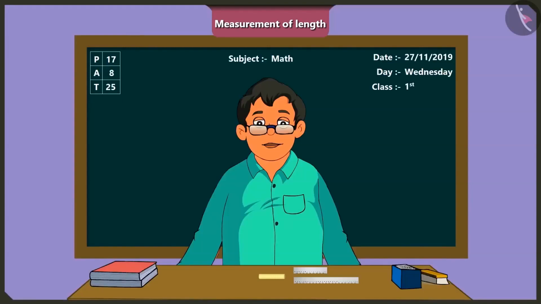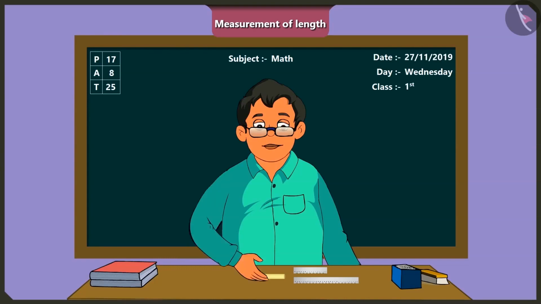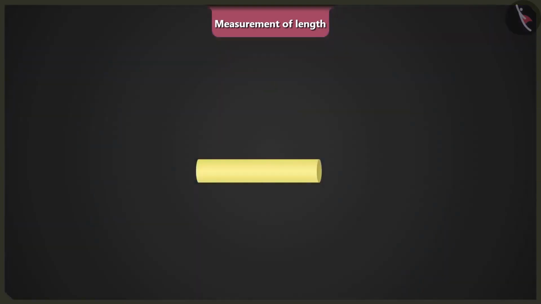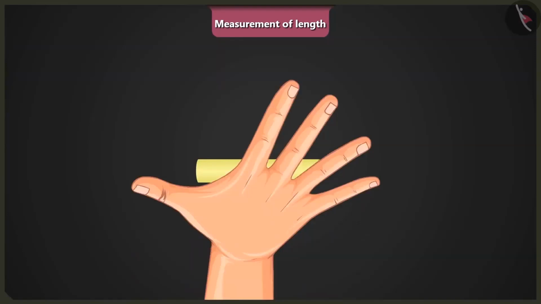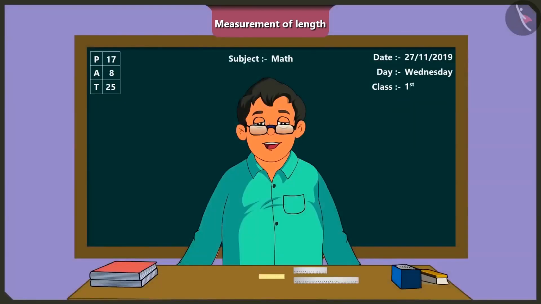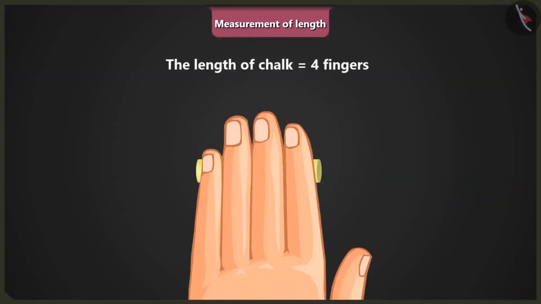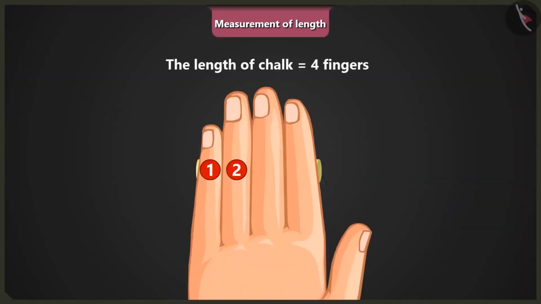Children, today I will teach you to measure the length of things by using the length of fingers as a unit of measurement. So first of all, I will measure the length of this chalk. This chalk is shorter than 1 hand span. So here we will take a unit smaller than a hand span to measure the chalk. Why not use our fingers to measure it? Then the length of this chalk will be 1, 2, 3 and 4 fingers.